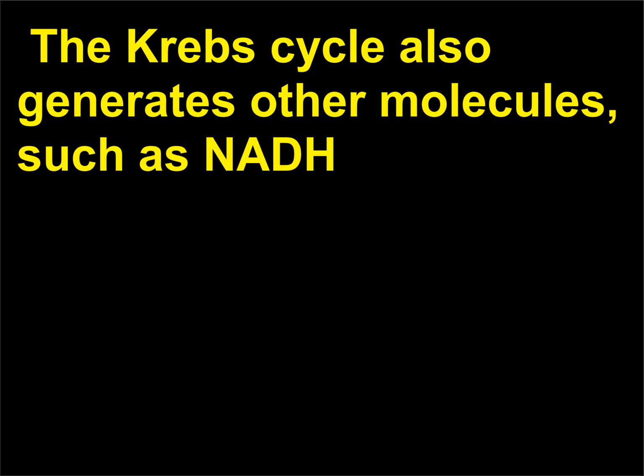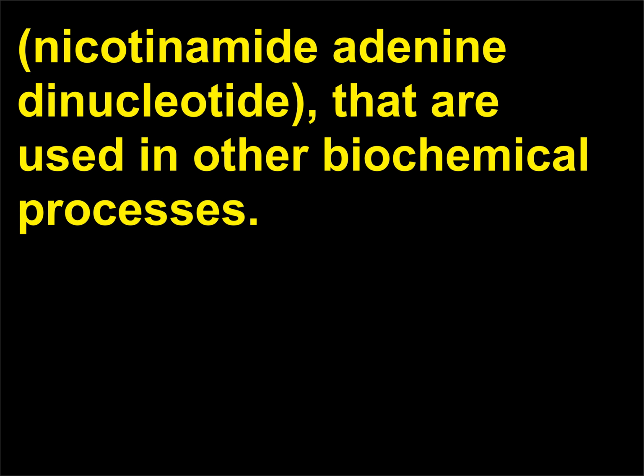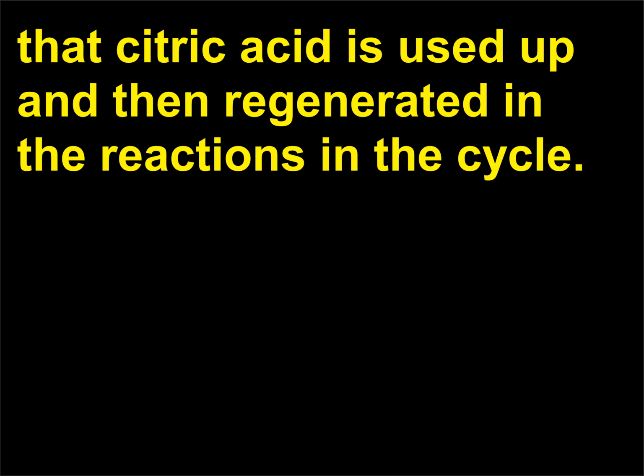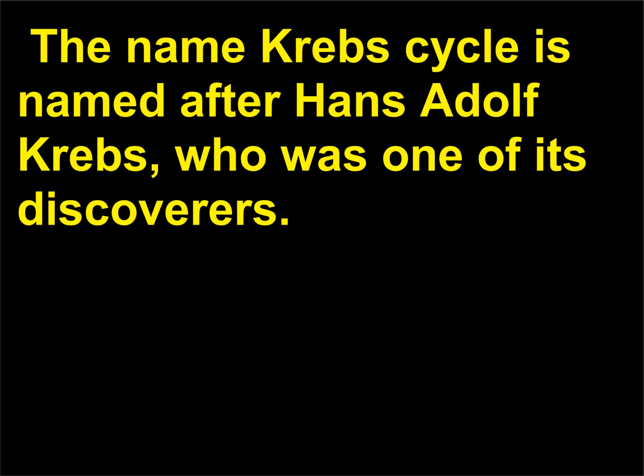The Krebs cycle also generates other molecules, such as NADH, nicotinamide adenine dinucleotide, that are used in other biochemical processes. The names citric acid cycle and tricarboxylic acid cycle come from the fact that citric acid is used up and then regenerated in the reactions in the cycle. The name Krebs cycle is named after Hans Adolf Krebs, who was one of its discoverers.